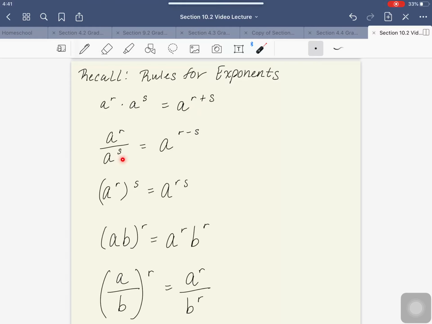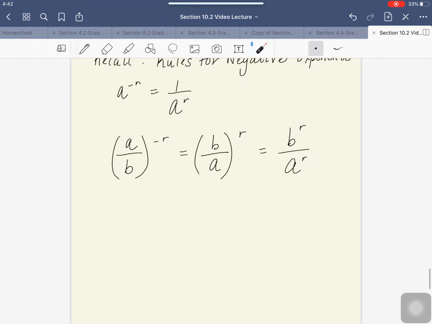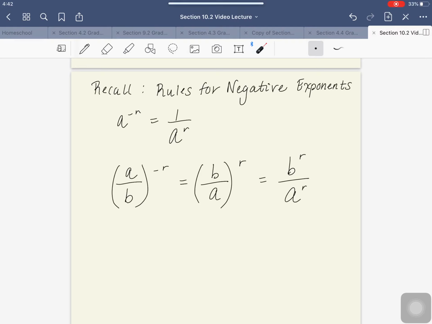A to the r over a to the s. If you're dividing, you're going to subtract your exponents. If you have a power raised to a power, you're going to multiply those exponents. ab to the r power, that just means you'll raise each one to the r power. And same with division. All right, and then rules for negative exponents, we've already talked about this.